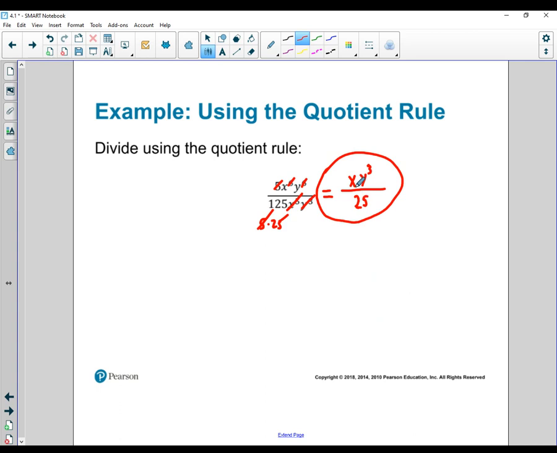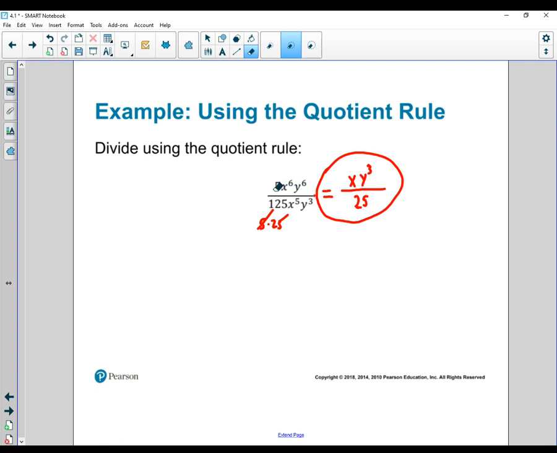Why did I put the x and the y cubed? Because there's more x's and y's in the top than in the bottom, right? So here, 125 is bigger than 5, so what's left over is going to be in the bottom. But here, there's more x's on top.